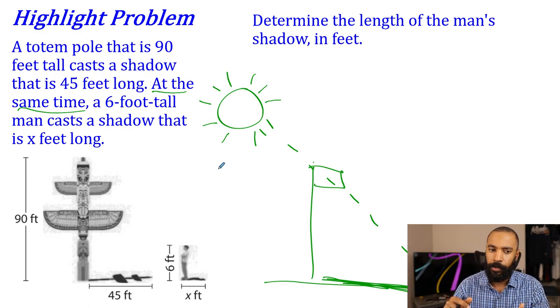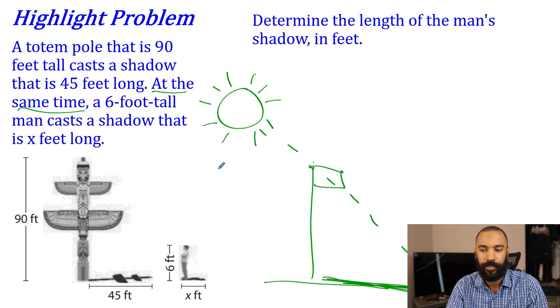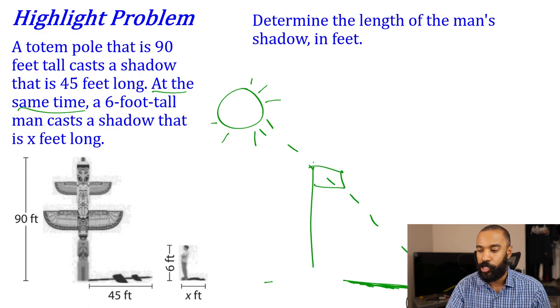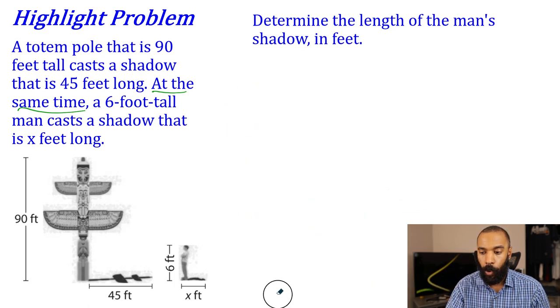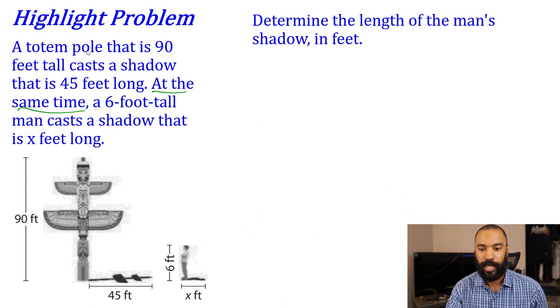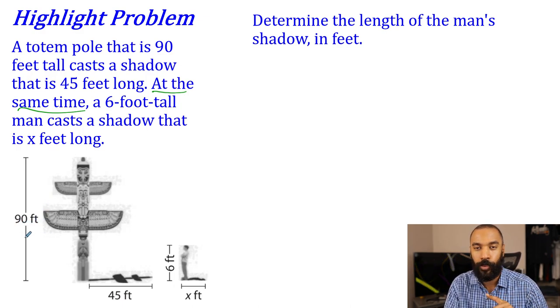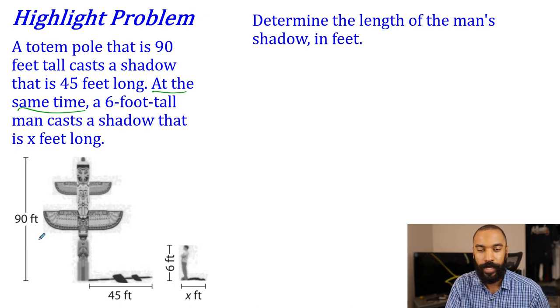It's going to have a smaller one because the man is smaller in height. Now, how many times smaller is the man in height? That's a ratio that we can set up. Or we can say, how does the totem pole's height compare to its shadow? So we have two different options that we can do here. We can set up a ratio involving totem pole.